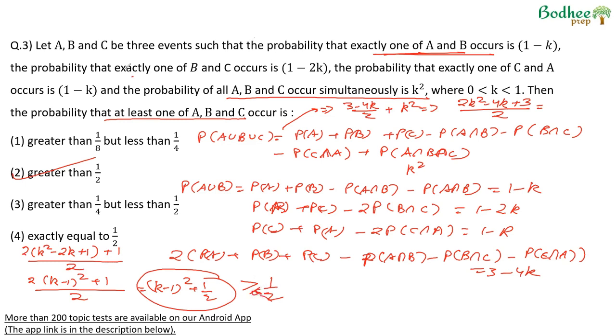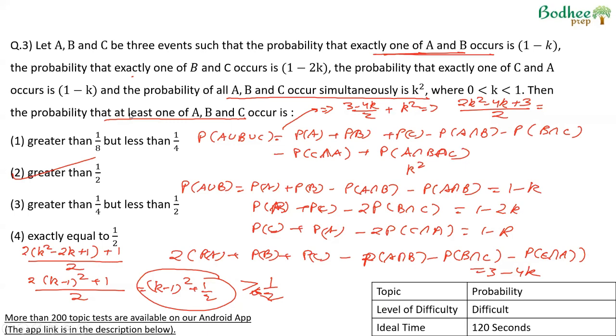Again, this question I would say is a difficult question. Definitely not something that you would come across very regularly. And the solving time also will easily be 2.5 to 3 minutes.